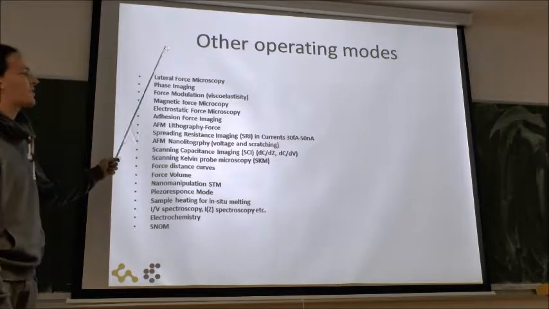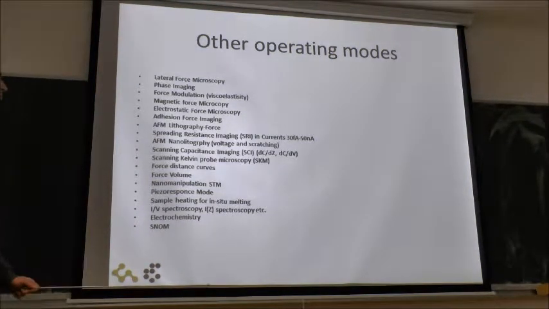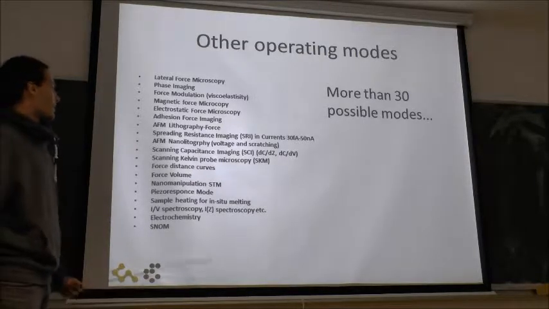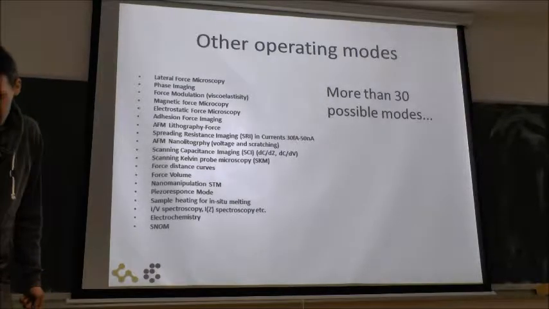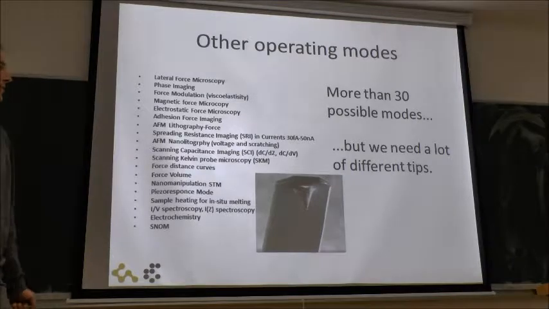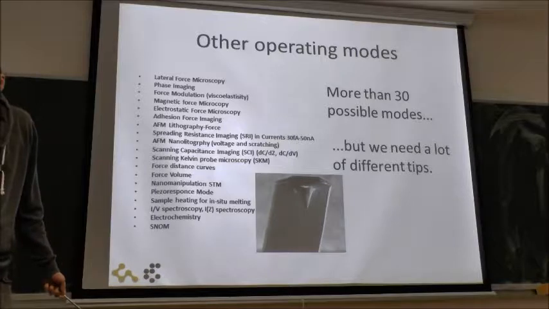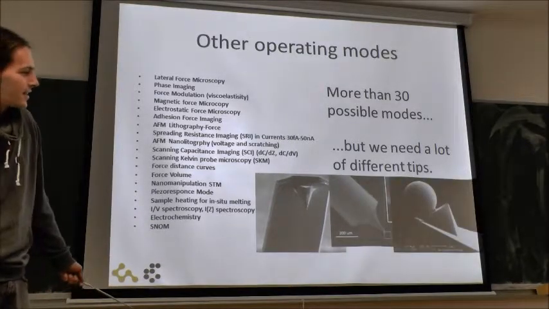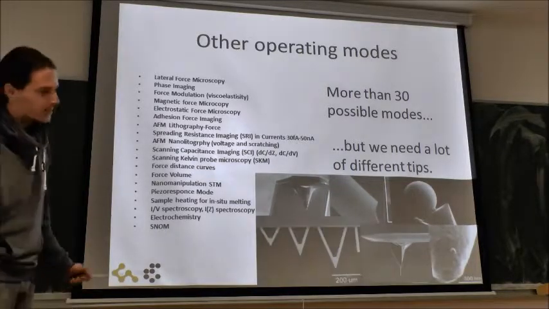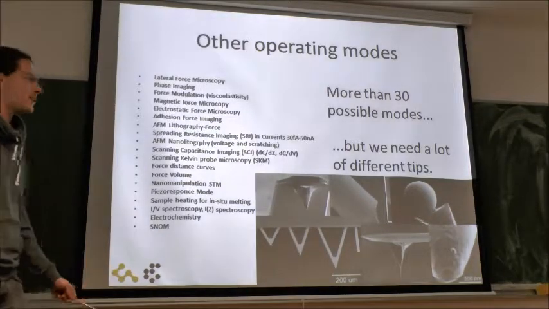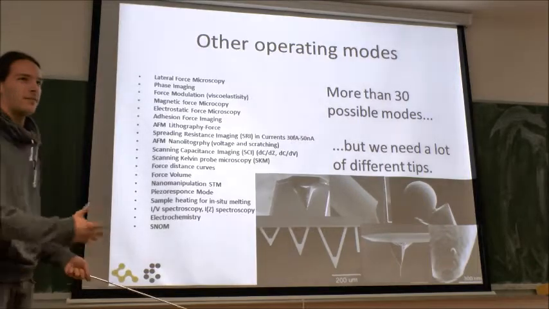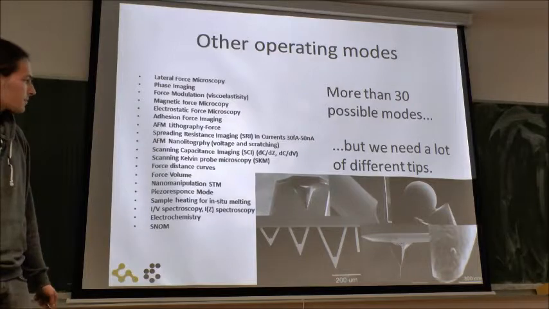So here is the list of the different modes that can be used. I won't go through everything because there are more than 30 possible modes, but all these modes have a special requirement, and this is the need for a lot of different tips that are quite expensive. So here are some examples of these tips. I will just show some pictures because they're really different, and we need them for different modes. But of course we can use tips with a coating to do, let's say, magnetic force microscopy. We use the same tip. They look the same, but they have different coatings to obtain this data.